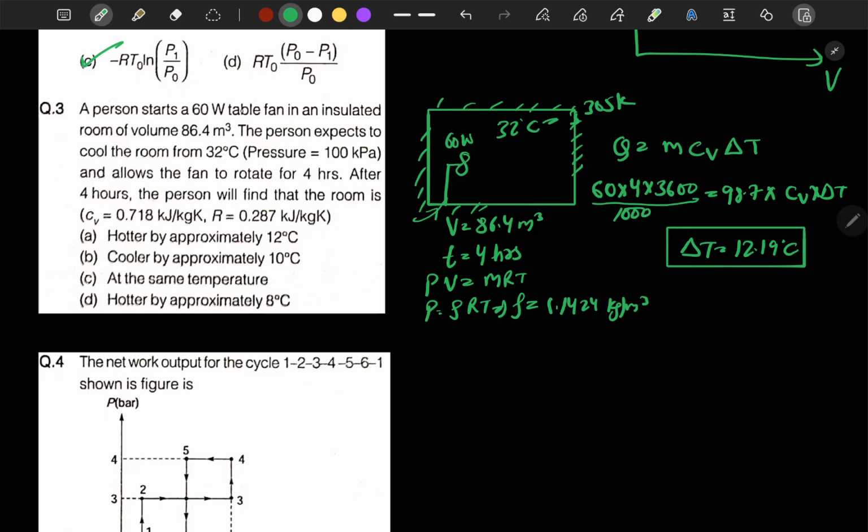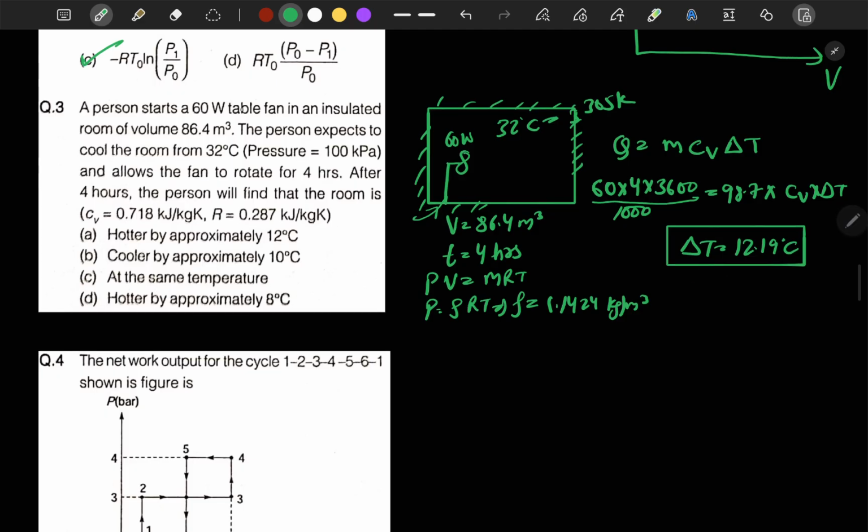Since we have provided work to the room, work in the system, the total work is converted to heat, so the temperature of the room will increase. The room will turn hotter by approximately 20 degrees Celsius. This option A will be correct.